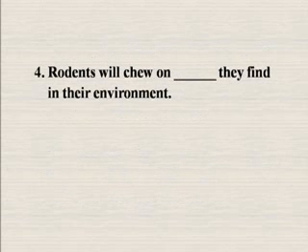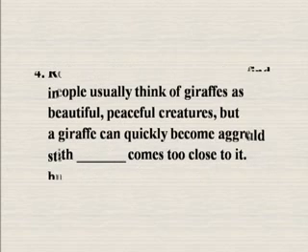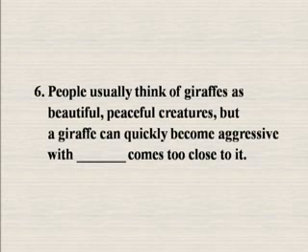Number 4, rodents will chew on blank they find in their environment. Number 5, blank encounters a rodent could steal away from it because it will attack humans if it feels cornered. Number 6, people usually think of giraffes as beautiful, peaceful creatures, but a giraffe can quickly become aggressive with blank comes too close to it.